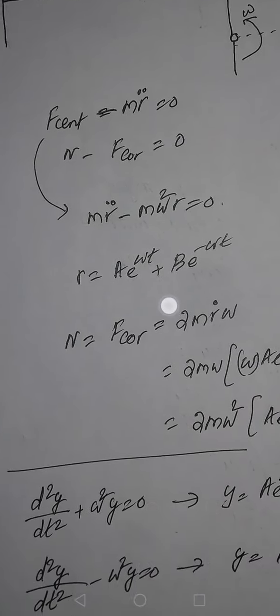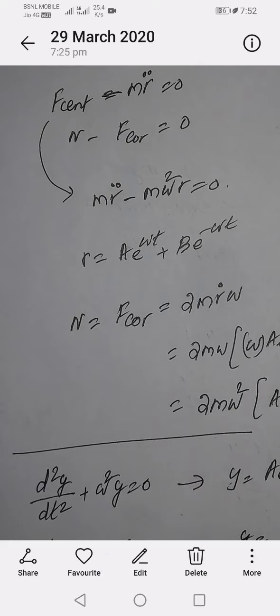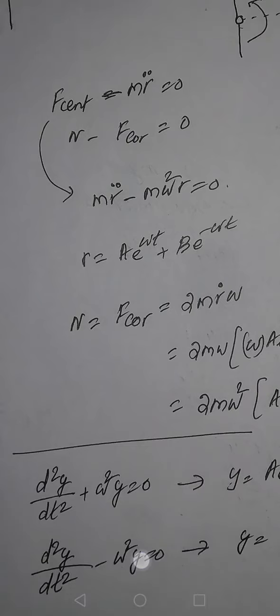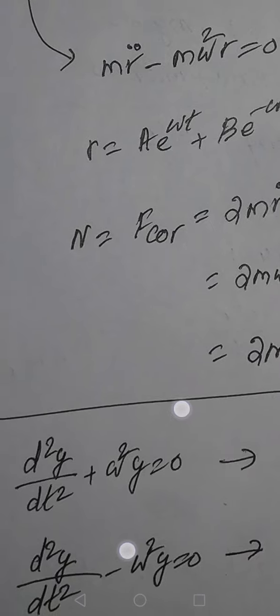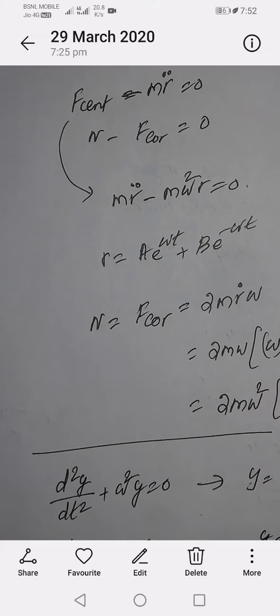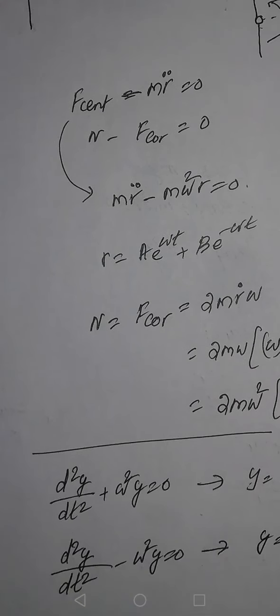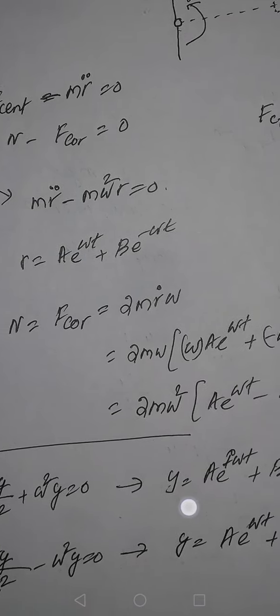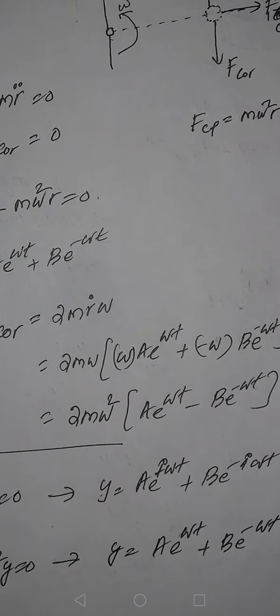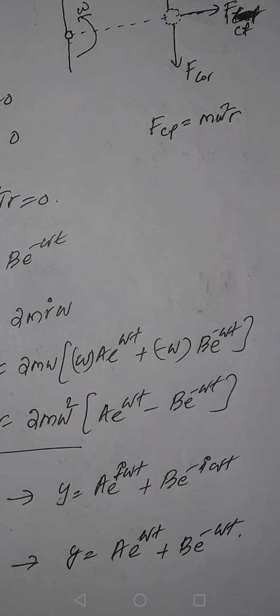This is an equation of the form d square y by dt square minus omega square y equal to 0. This is a general equation. In physics there are different equations, and two of them are of particular importance. One is d square y by dt square plus omega square y equal to 0. What is its solution? The solution is y equal to a e raised to i omega t plus b e raised to minus i omega t. It is a sinusoidal, oscillating solution. That is the general solution.